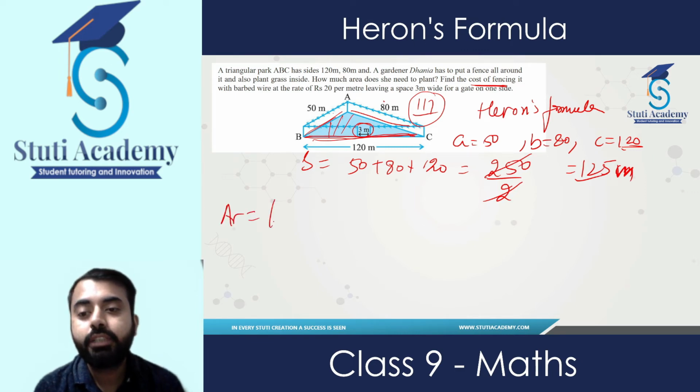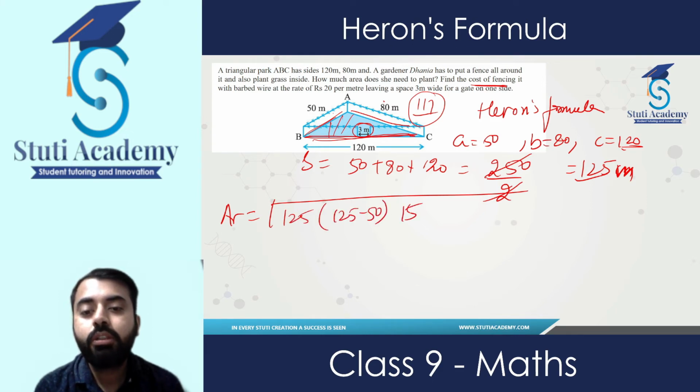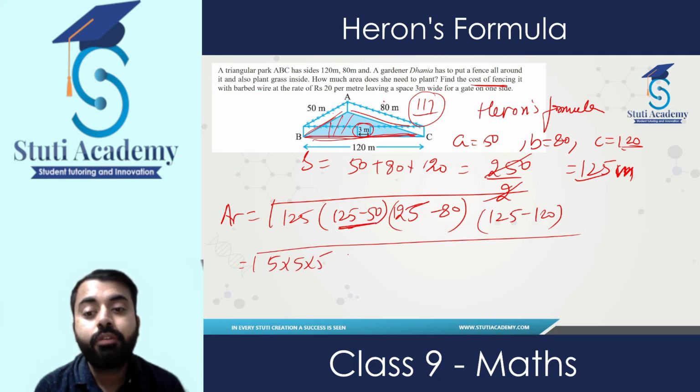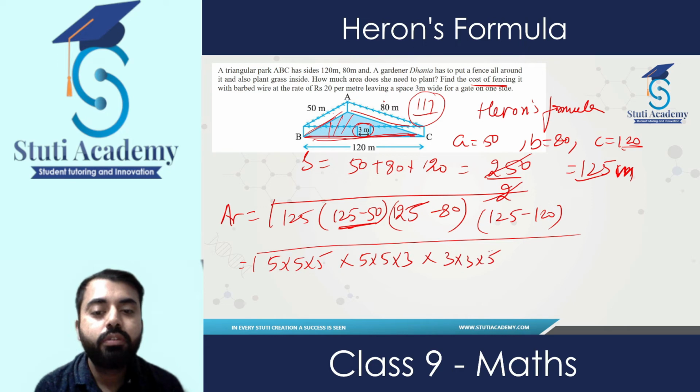Now, area is what? It is square root of 125 into 125 minus 50, 125 minus 80 and 125 minus 120. Right? I got this. 125 can be written like this: 5 into 5 into 5. 125 minus 50 will be what? It will be 75. Can I write it like this? 5 into 5 into 3. 125 minus 80 will be what? 45. Can I write it like this? 3 into 3 into 5.